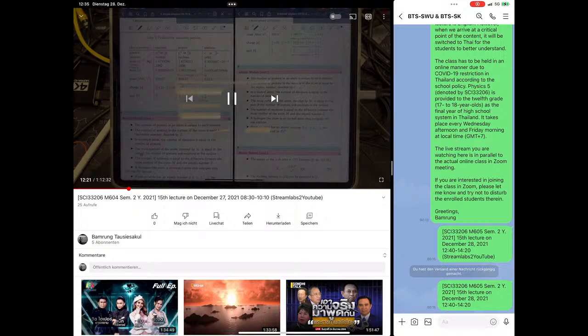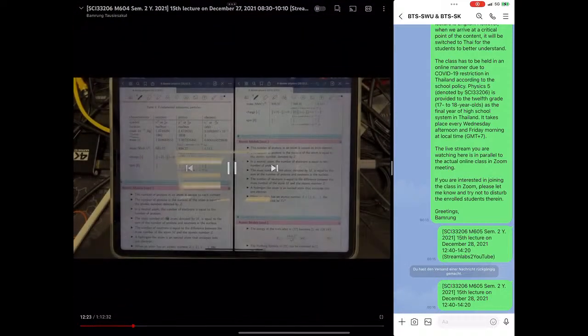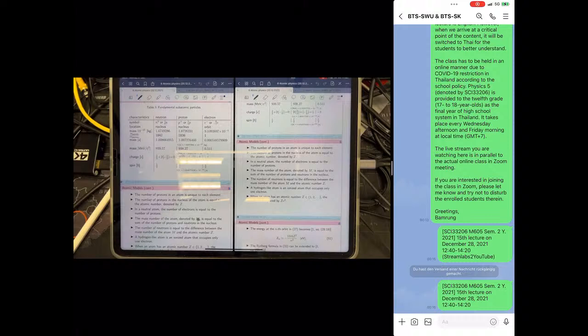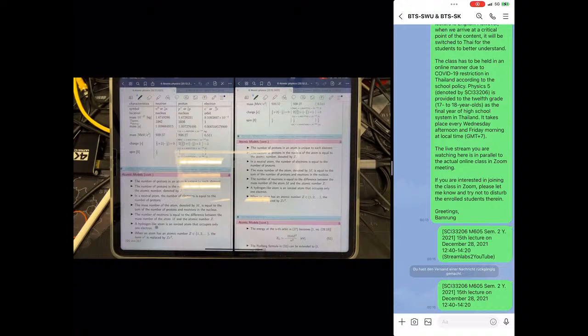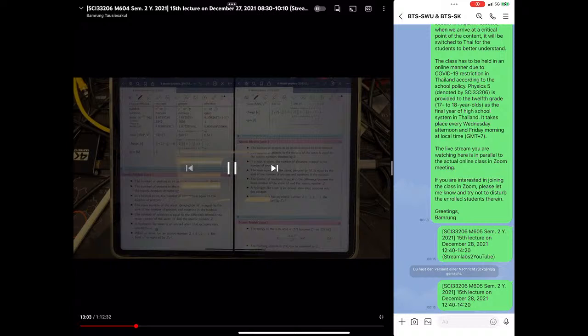Yeah, that's a different story. The mass number of the atom, which is denoted by M, the capital M, is equal to the summation of the number of protons and neutrons in the nucleus. M is above and Z is lower, on the left side of this letter. A hydrogen-like atom is an ionized atom that has only one electron. It means that if you have something bigger than hydrogen, for example, helium has two.